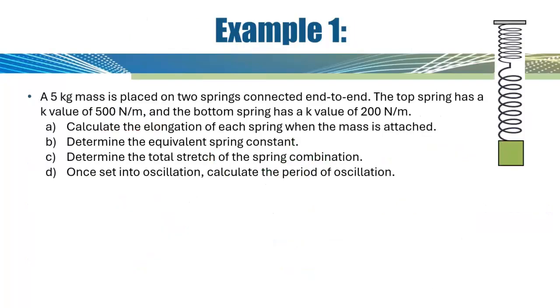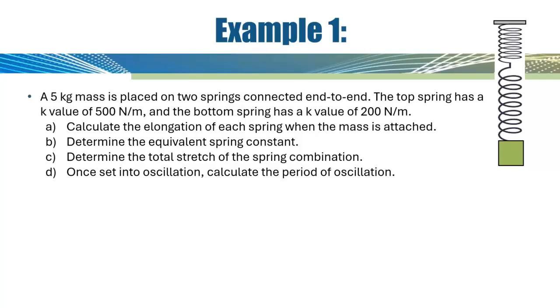Let's look at a couple of examples. In example 1, a 5 kilogram mass is placed on two springs that are connected end to end. The top spring has a K value of 500 newtons per meter and the bottom spring has a K value of 200 newtons per meter. Letter A says calculate the elongation of each spring when the mass is attached.